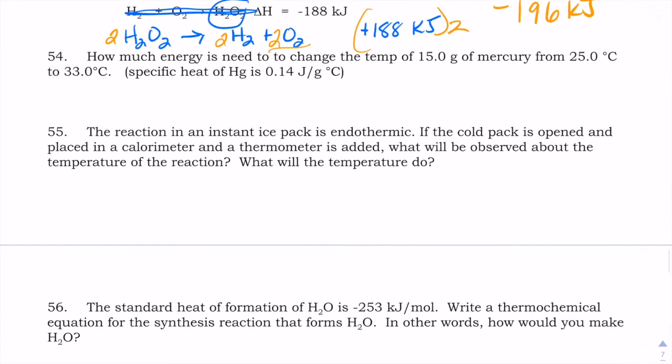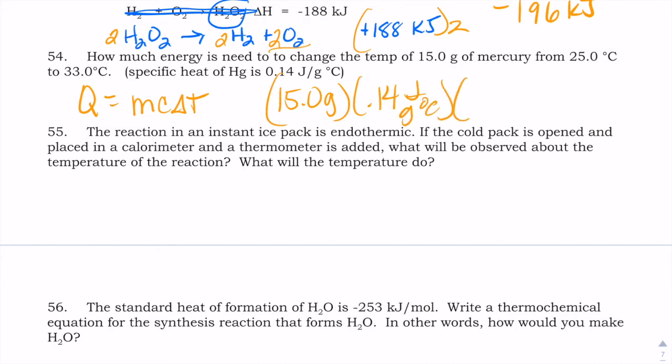All right, 54. How much energy is needed to change 15 grams of mercury from 25 to 33? Gosh, we just did one of these, didn't we? Q equals mcΔT. This time it's only 15 grams. We still are at 0.14 joules per gram degrees Celsius, and our change is going to be 8 degrees. All right, 16.8 kilojoules, if I did the math right.